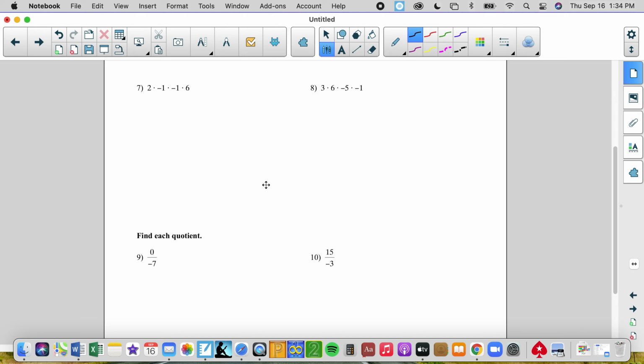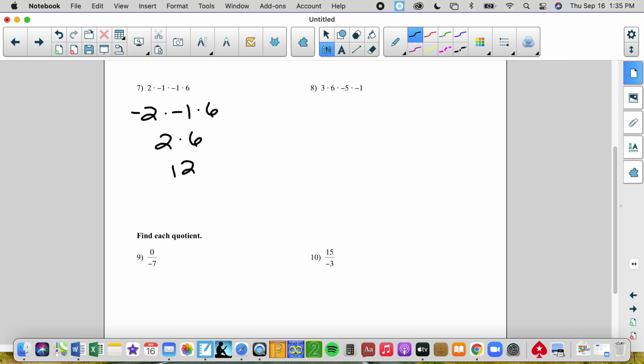All right, number 7. Now we have multiplication between these. Again, they don't have parentheses, but we have multiplication signs. It says 2 times negative 1 times negative 1 times 6. So we'll do it left to right. 2 times negative 1 is negative 2. Negative 2 times negative 1 is positive 2. 2 times 6 is 12.